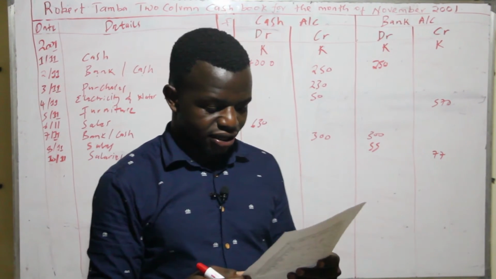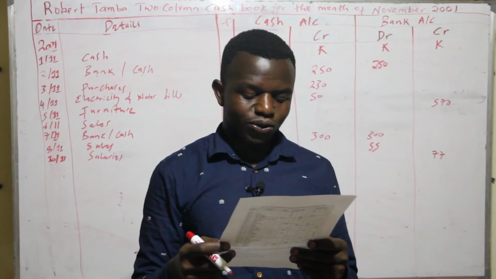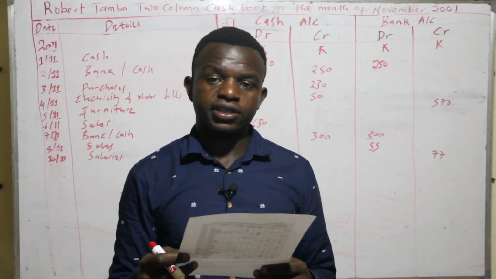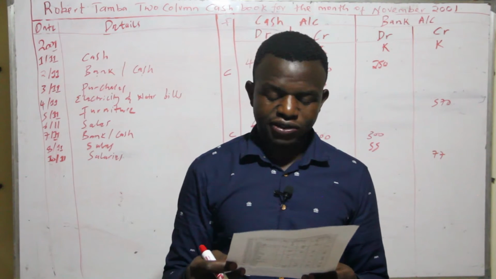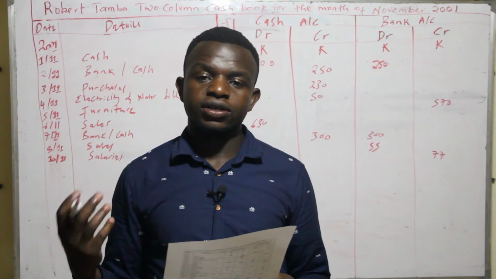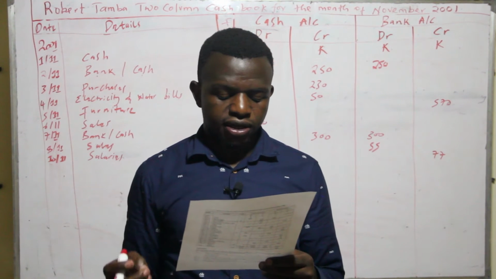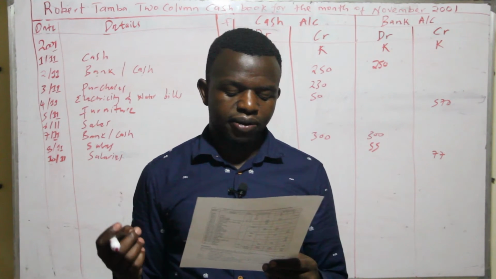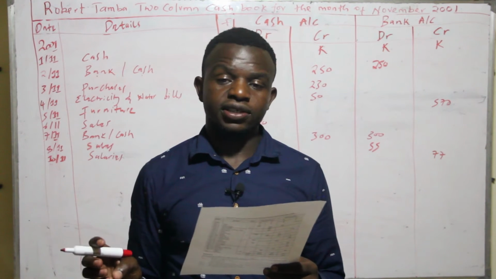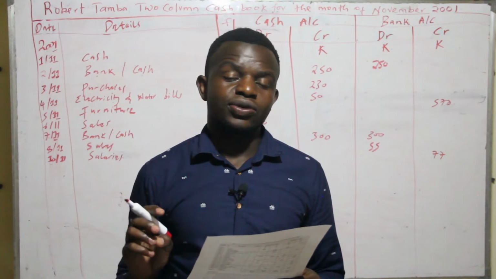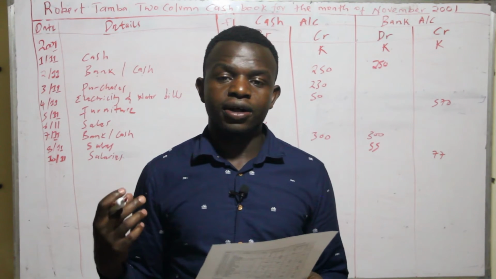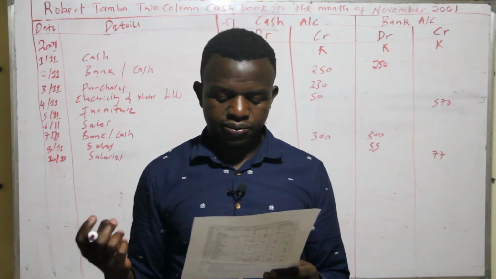Then on the 11th of November, sold goods to Harrison on credit amounting to 100 kwacha. So this type of transaction is not a cash transaction. That means that we're not going to record it in our 2-column cash book. Then on the 12th of November, bought goods on credit from Dorothy amounting to 450 kwacha. Also, this type of transaction does not involve a cash transaction, and that means we're not going to record it in our books, which is the 2-column cash book.